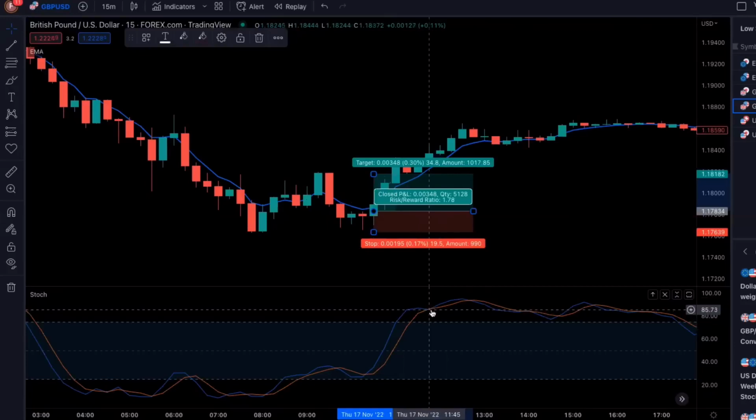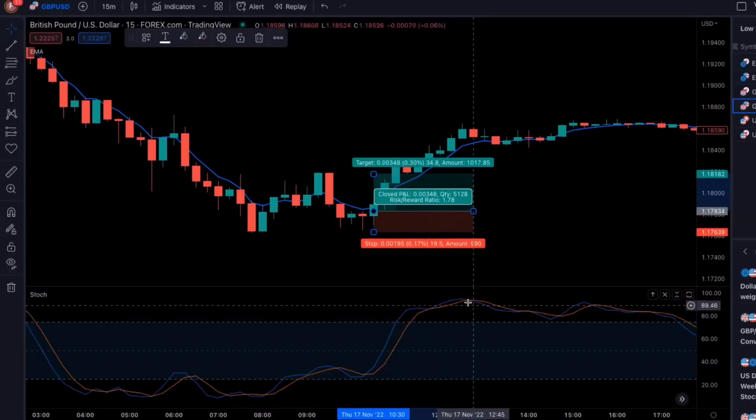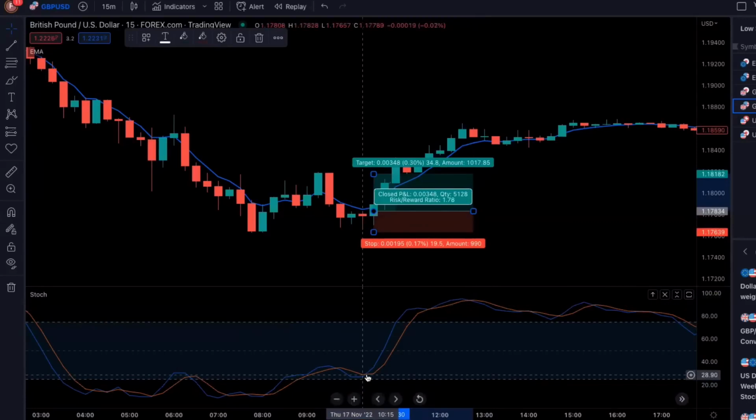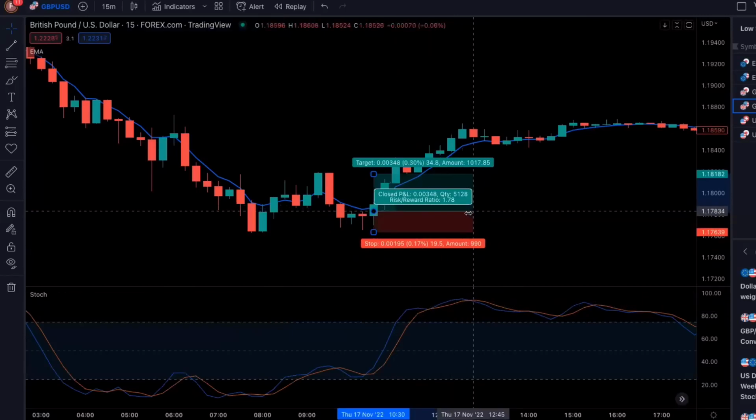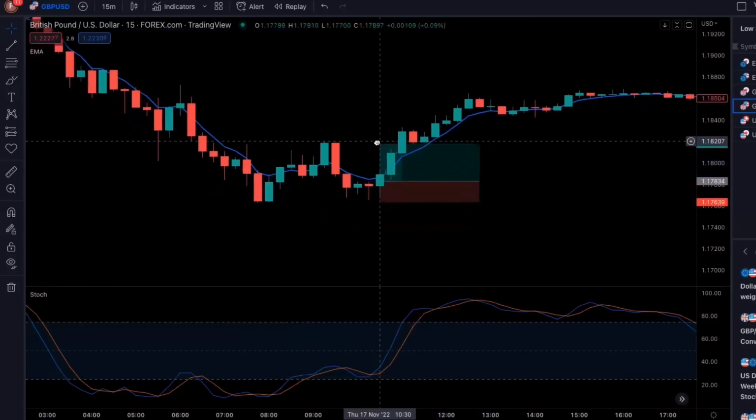crossover. Like, for instance, there's one right here, but it didn't really cross over. It crossed over right here where the blue crossed below the orange. You're getting in when the blue crosses above the orange and getting out when the blue crosses below the orange. Okay, so for instance, right here is where the crossover happens.